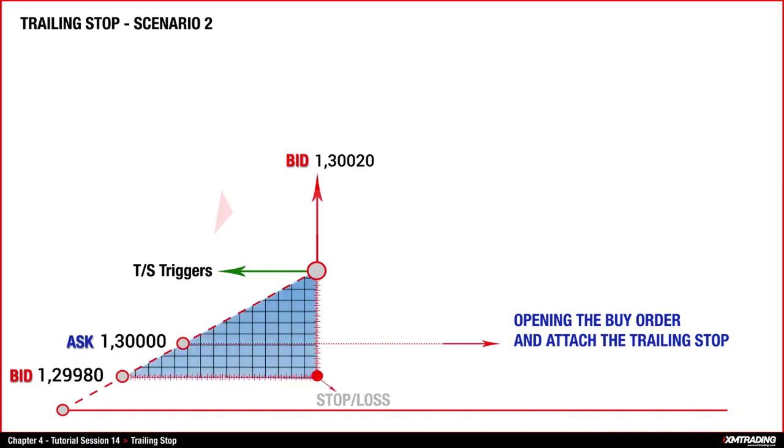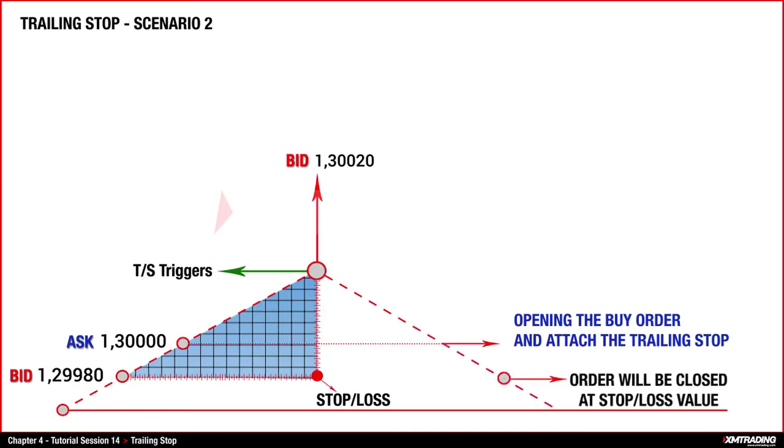This means that the trailing stop will lock your stop loss at the value of 1.29980. If at this point the market starts moving against your potential profit and reaches the value of 1.29980, your position gets automatically closed at a loss of 20 points, equal to 2 pips, as you opened it at a price of 1.30000.